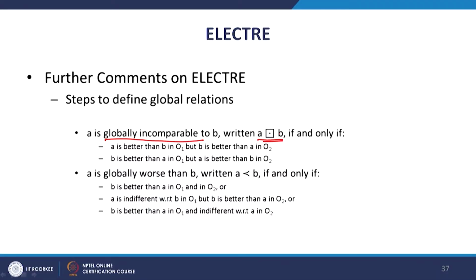So, given the output that we have, we cannot compare these two. This is how we are going to term it: A is globally incomparable to B, and it can be written as A square B.